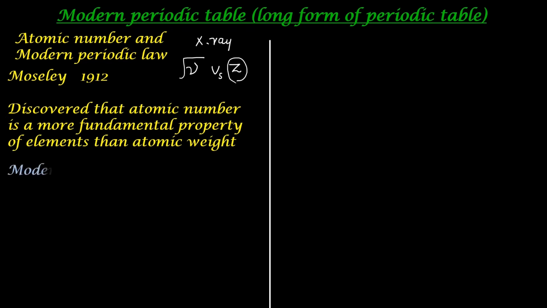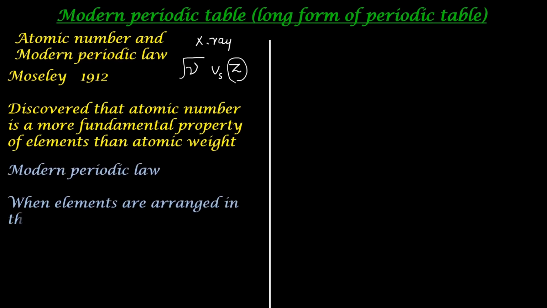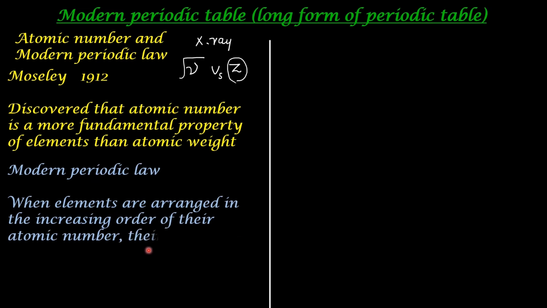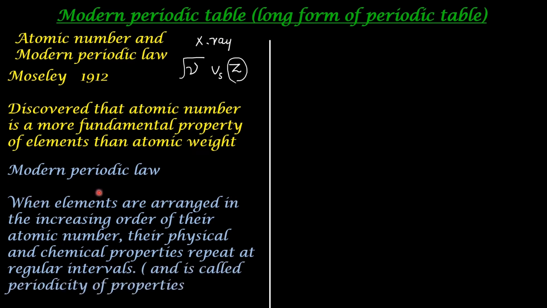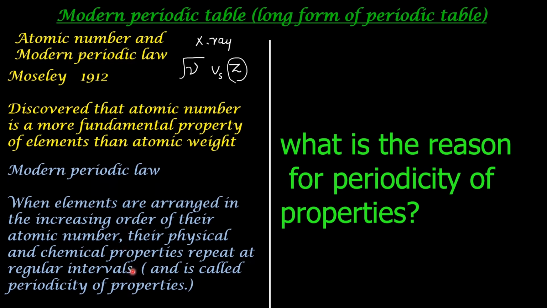The modern periodic law states that when elements are arranged in the increasing order of their atomic number, their physical and chemical properties repeat at regular intervals. This repetition of properties at regular intervals is what is known as periodicity of properties. So, according to modern periodic law, the physical and chemical properties of elements are a periodic function of atomic number. What is the reason for this periodicity of properties? We will be able to understand the answer to this question when we know the features.